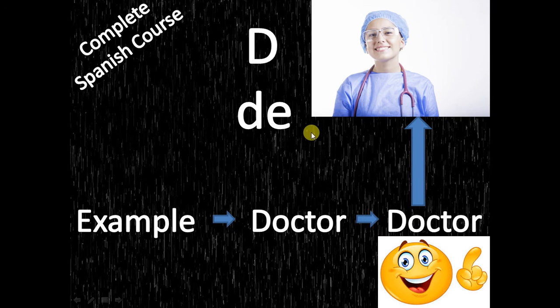Now the letter G sounds as they. Example, doctor. How will you pronounce the doctor? You will say doctor.